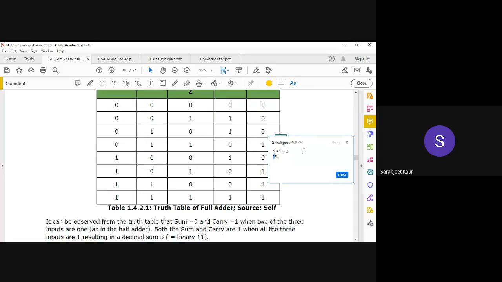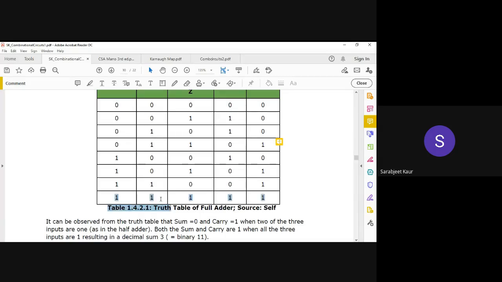Yes, ma'am. If you see the previous recordings, it will become all the more clear. Let us look at the next case now, 101. Again, two ones, the sum is 0 and the carry is 1, as we have just discussed. The next case is 6, that is 110. Again, the same case: the sum is 0 and the carry is 1 because there are two ones.